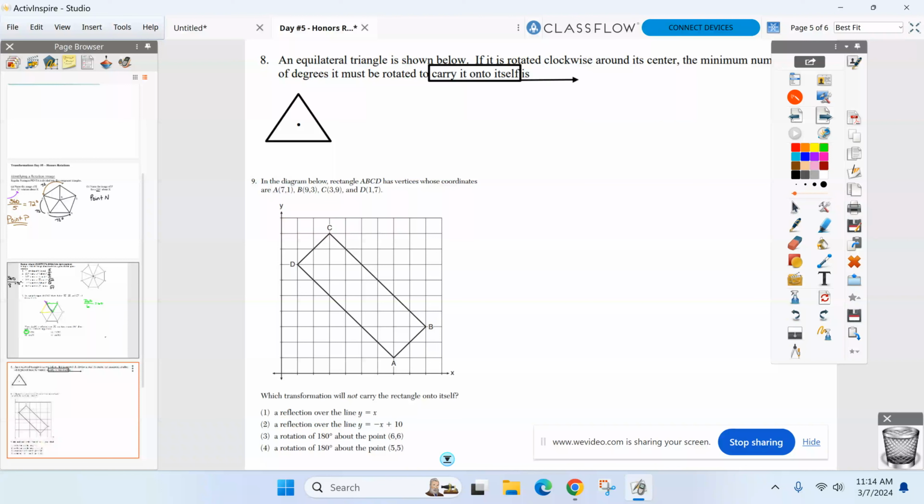It should look like it never moved. Should look like it never moved, right? So I don't want it just turned a little bit and now my vertices are going this way, all right? So first, can we just get a quick definition down of what carried onto itself means? Because that's a term you're going to hear more and more of. Carried onto itself, and I know this is not very mathematical, looks like it never moved.